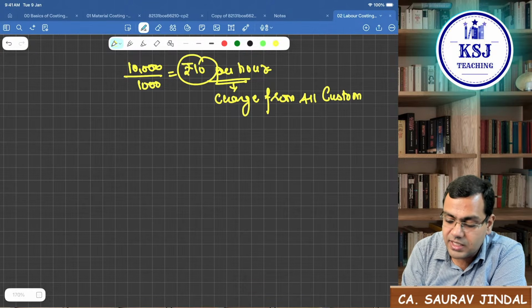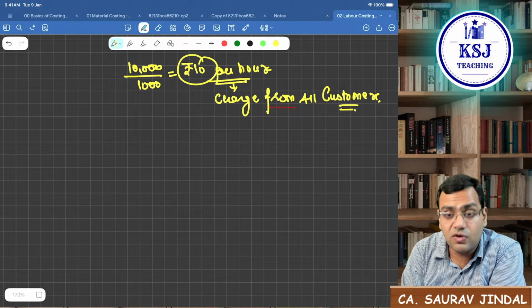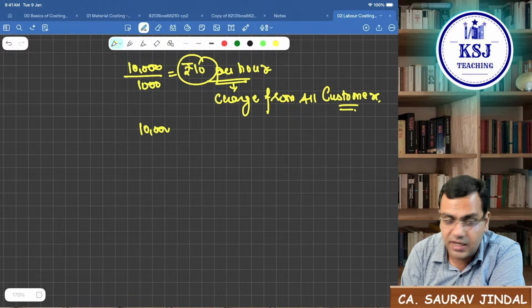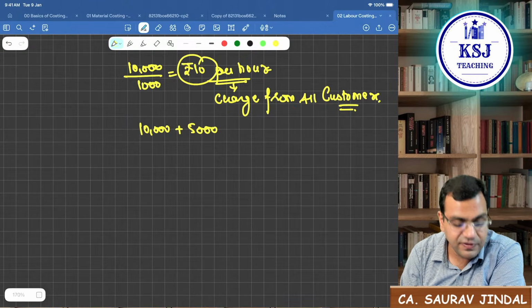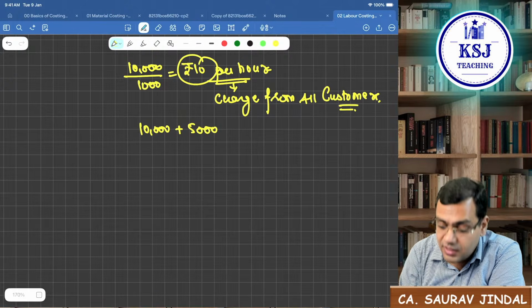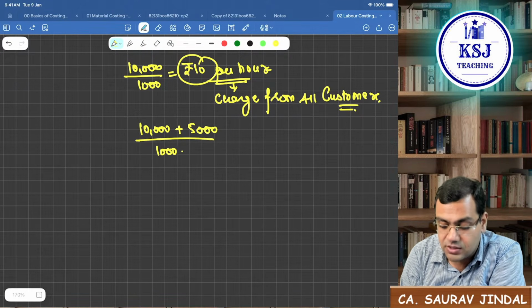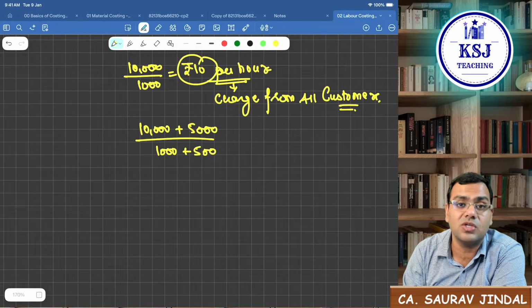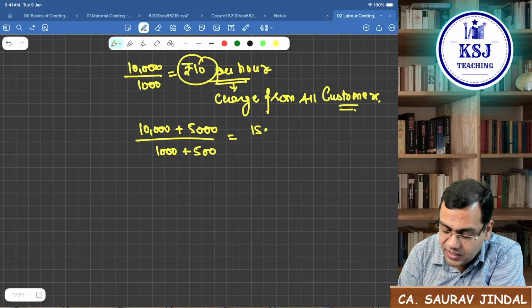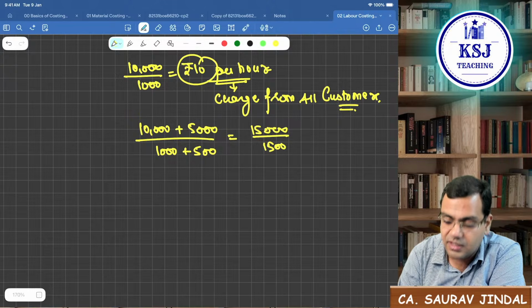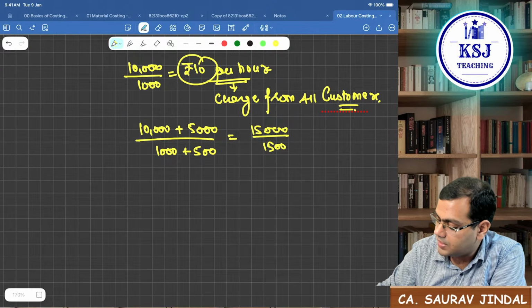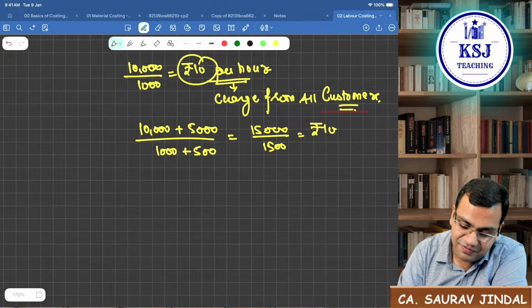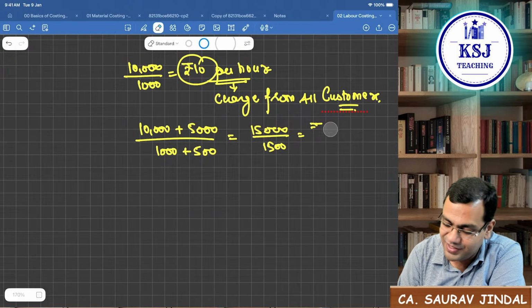Now in case of overtime, what will I do? I will say 10,000 is the wages paid for the normal time, plus 5,000 I'm paying as overtime, divided by 1000 hours of normal time plus 500 hours of overtime. So total cost of 15,000 being paid for 1500 hours. So I think this will again come to 10 only. Wait, it doesn't come out to be an inflated rate.